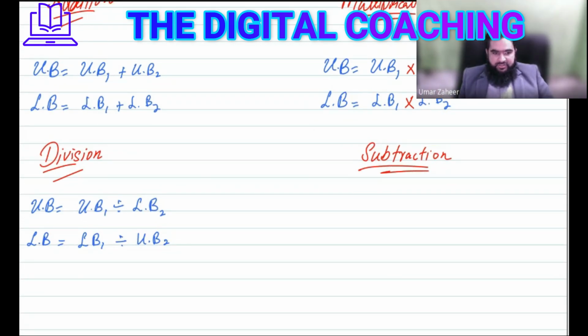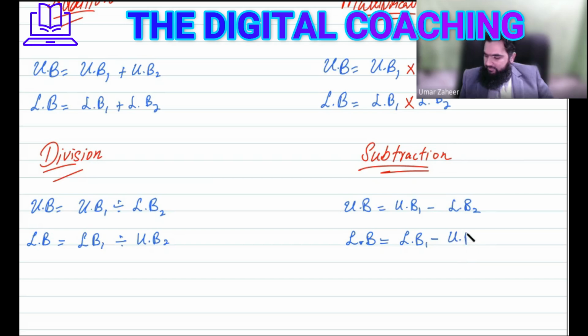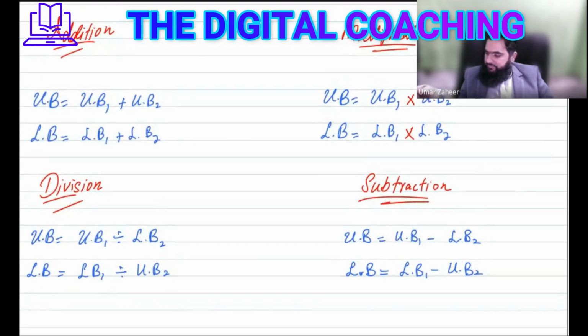In subtraction, if you have two quantities and they are subtracting, and you need to find the upper bound, you will take the upper bound of the first value minus the lower bound of the second value. Same way, if you need to find the lower bound and the case is subtraction, you take the lower bound of the first value minus the upper bound of the second value. Yes, all of you, please note down and let me know.